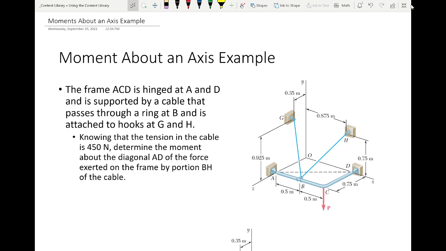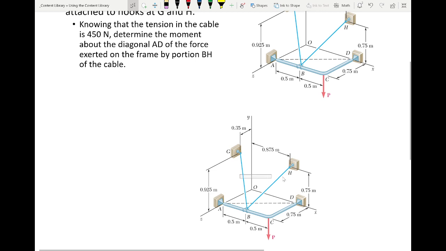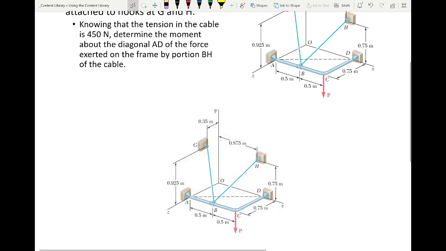All right. The first thing I'm going to do, I was kind of lazy here because I copy and pasted this image, is write some point coordinates, because I'm going to use these point coordinates quite a bit throughout this example, and I just want you to follow along with me. We're going to record the coordinates of four points. We're going to record the coordinates of A and D, because that's the axis about which we are summing moments. And we're going to record the coordinates of B and H.